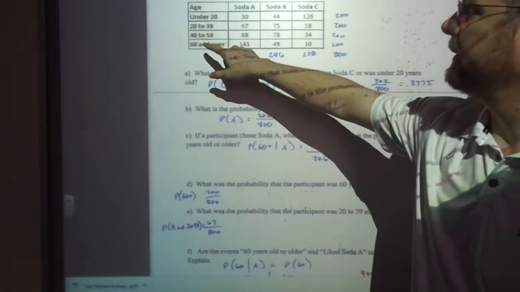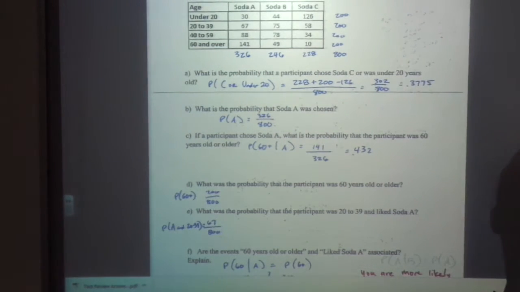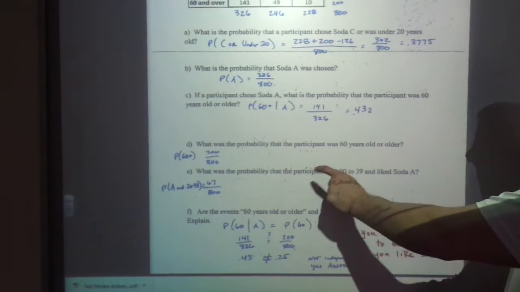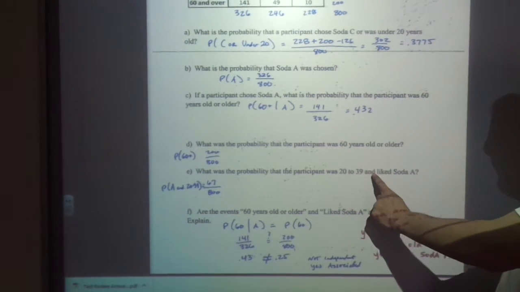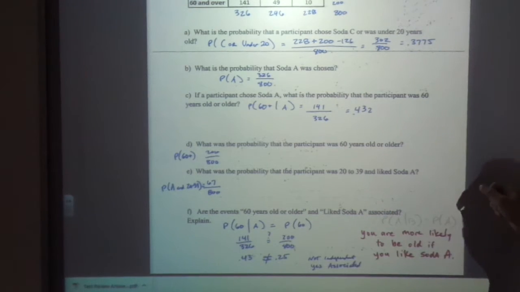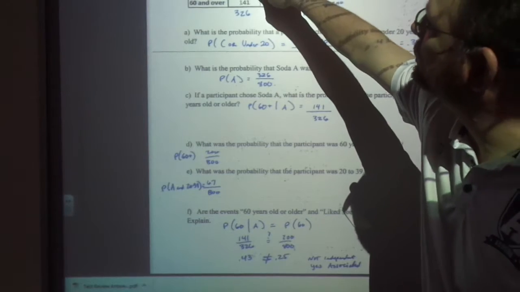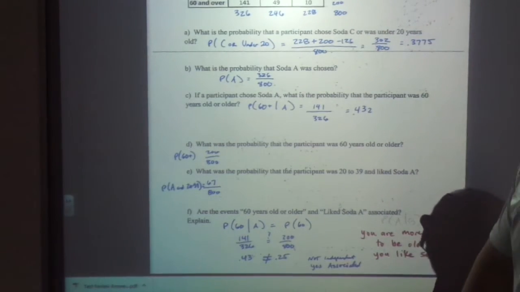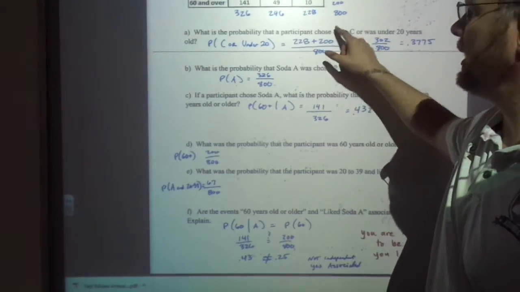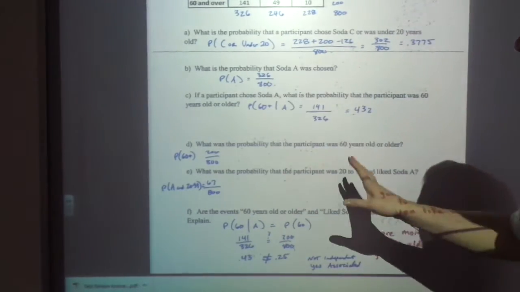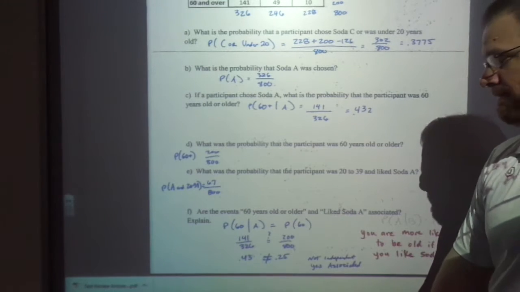What's the probability the participant was 60 years or older? So that's just these people, 200 out of 800. The next one is that they were in this age group and like soda A. So those people would be in this age group and they like soda A. So those 67 people are in both categories. So 67 out of the 800. Notice it's always out of 800 unless it's a conditional probability.